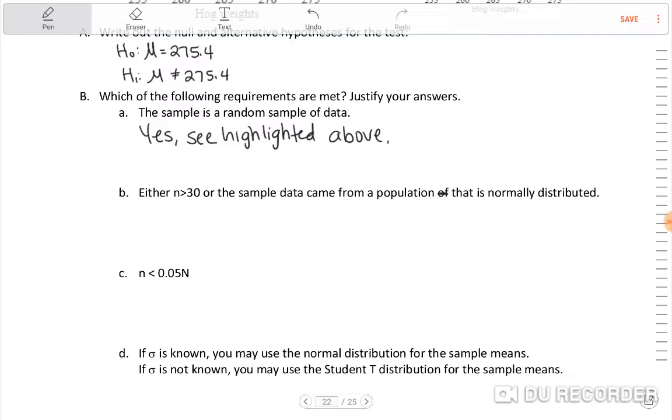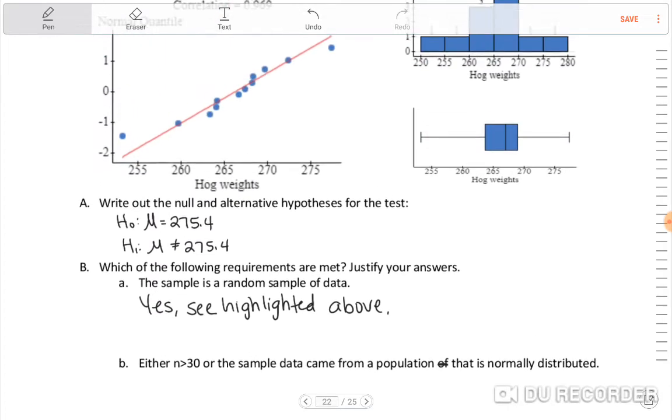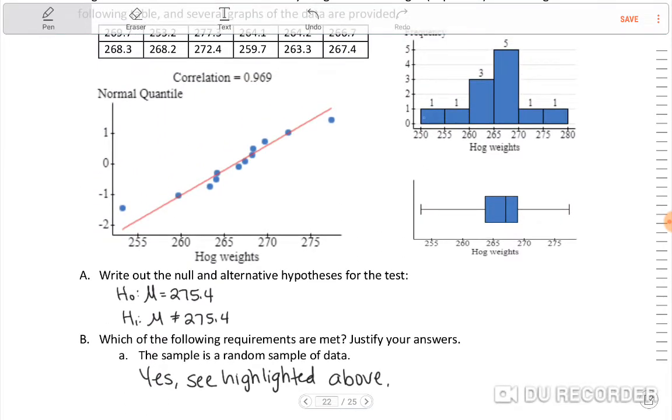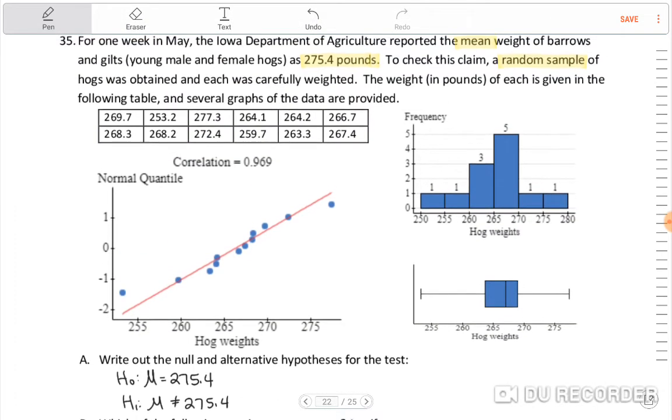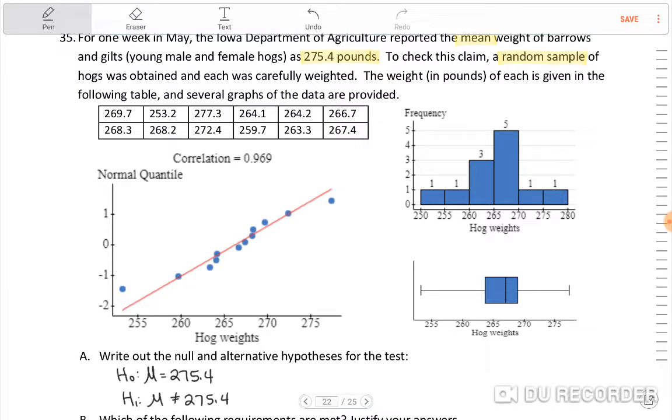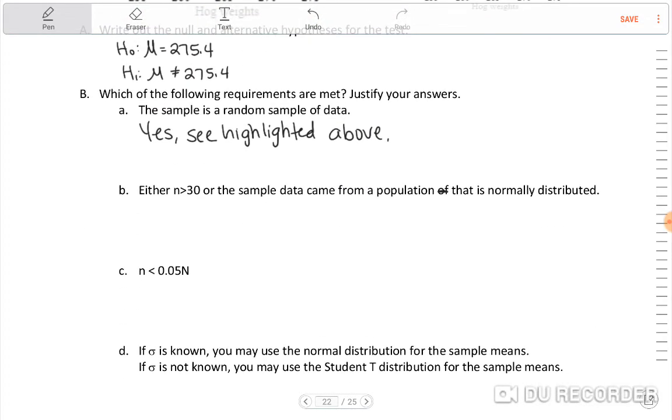Well, I was looking at all those things, and I pointed out that this histogram looks approximately bell-shaped. The box and whisker plot is fairly symmetric. The normal probability plot gives you fairly linear, right? So all of these things indicate that it's coming from a normally distributed population. And our n is 2, 4, 6, 8, 10, 12. N is 12, so that's not greater than 30. So n is equal to 12, which is less than 30.